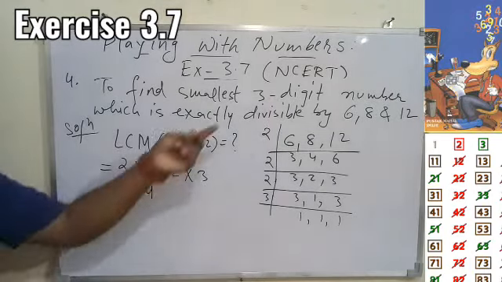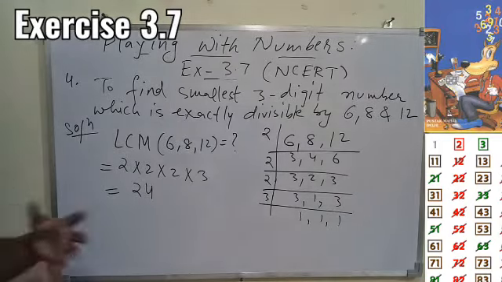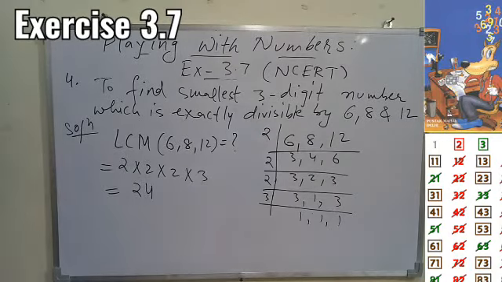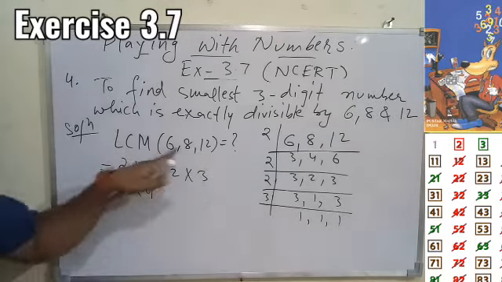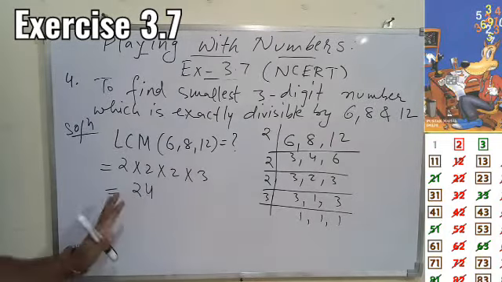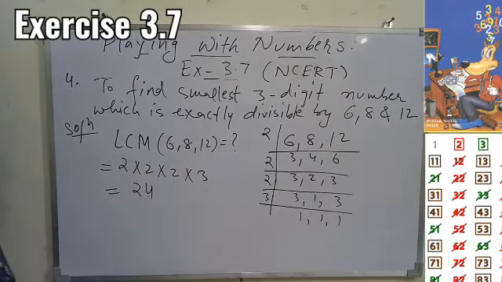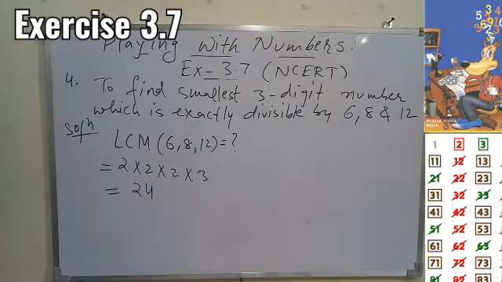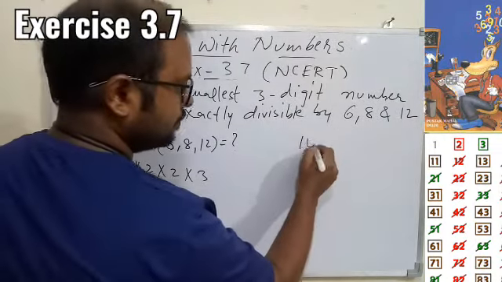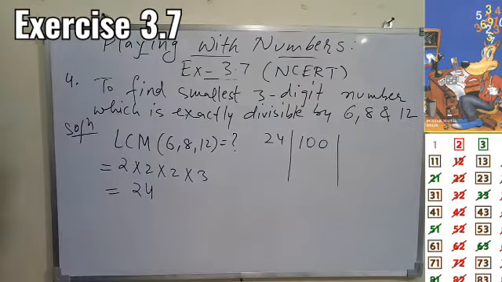But we know 24 is not a 3-digit number. It is a 2-digit number. So let's go for the next process. We know if 24 is the multiple of 6, 8 and 12, then any multiple of 24 will also be a multiple of 6, 8 and 12. So what can be done? We know the smallest 3-digit number we have is 100. So first, let's divide it by 24 and then we'll get the answer.